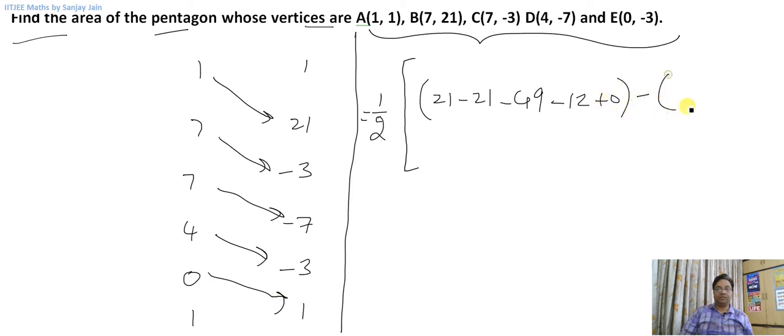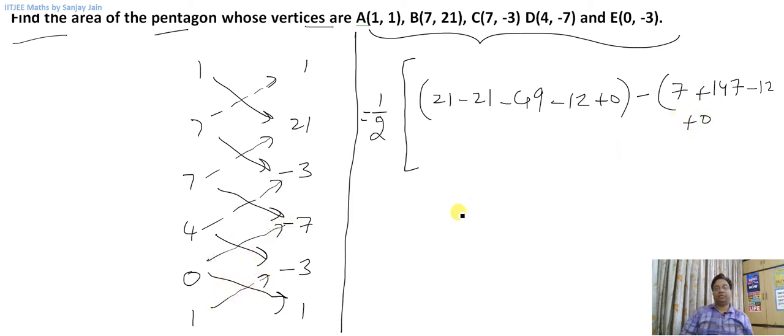Now let me multiply in this way. 7 into 1, 7. 7 into 21, 147. 4 into negative 3, minus 12. 0 into something, 0.